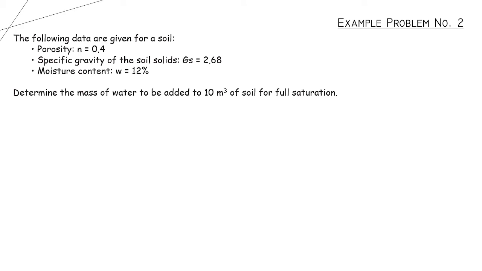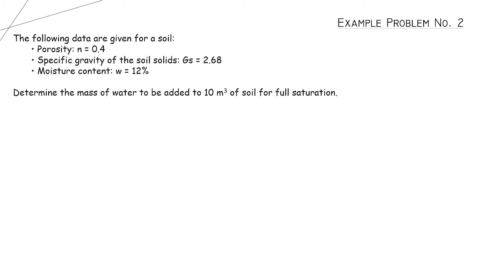So next problem, we are given the following data for a soil sample. The porosity is equal to 0.4, the specific gravity is 2.68, and the moisture content is 12%. So we are asked to determine the mass of water to be added to 10 cubic meters of soil for full saturation.